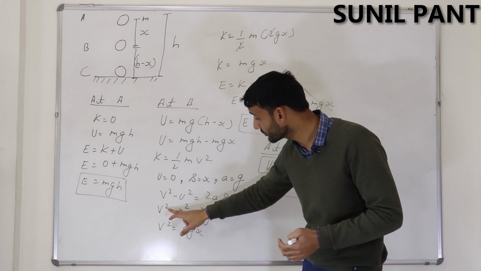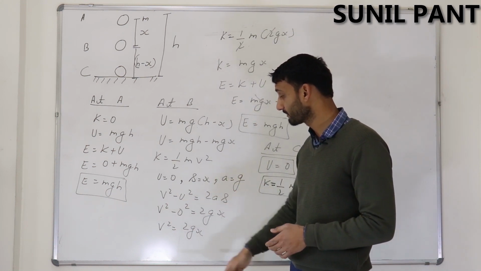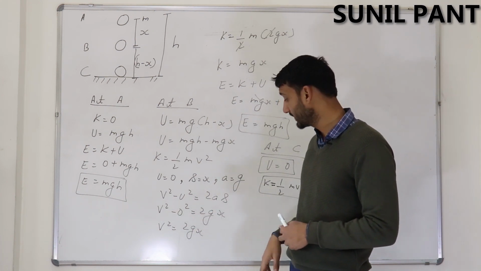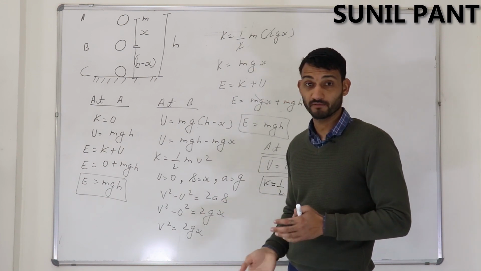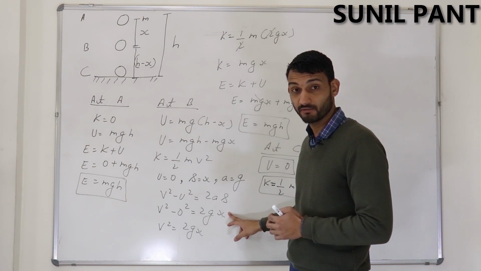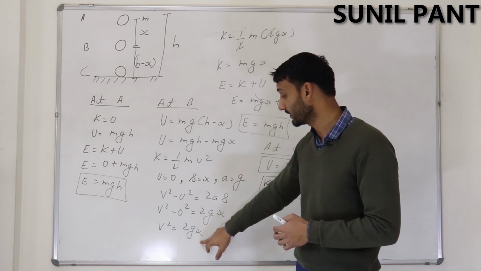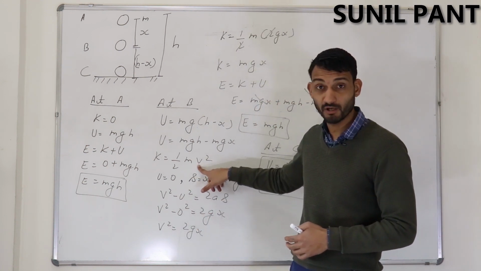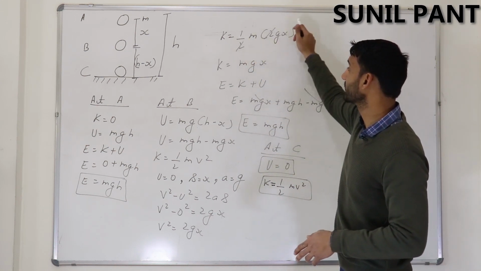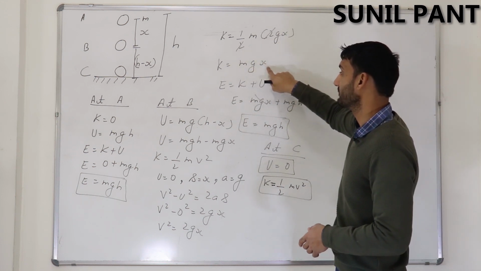So using the equation of motion, v square minus u square is equal to 2as. V square, the velocity, I have to find out. U is 0, obviously the body started from rest. Acceleration is only because of gravity, that is why g, and s is the displacement done by the body while moving from A to B, that is x. So v square is equal to 2gx. Now substituting the value of v square in the formula of kinetic energy, half mv square. So K is equal to half m into v square. V square is 2gx. So 2 goes off, kinetic energy is mgx.